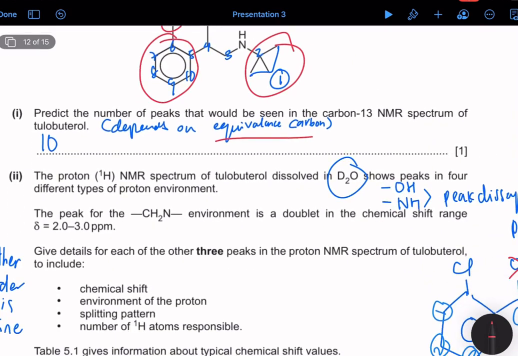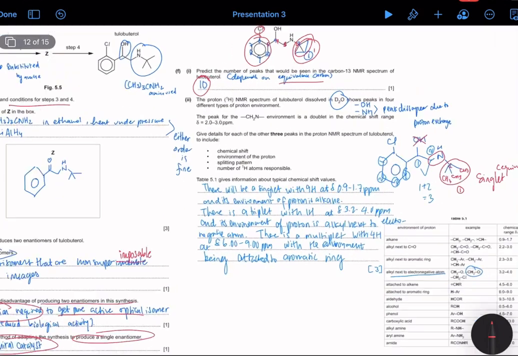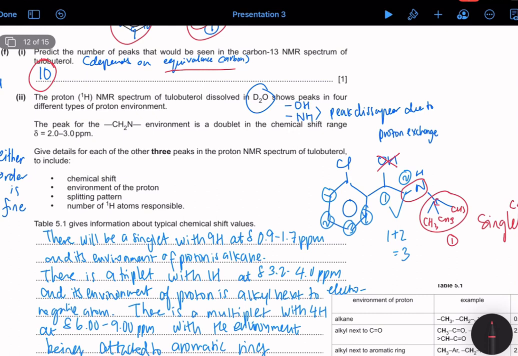Alright, so the total number of peaks again, these are all the same. So 1, 2, 3, 4, 5, 6, 7, 8, 9, 10. So the total is 10. Alright, the proton NMR spectrum of 2-iodobutyrol dissolved in D2O shows peaks in 4 different types of proton environment. Alright, the peak for the CH2 environment is a doublet.